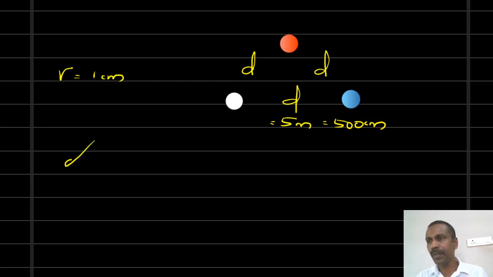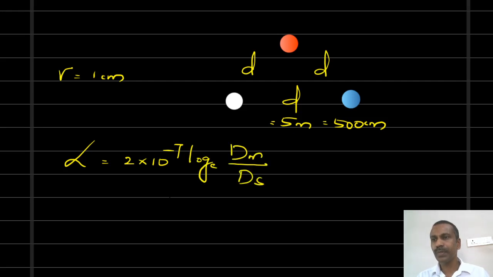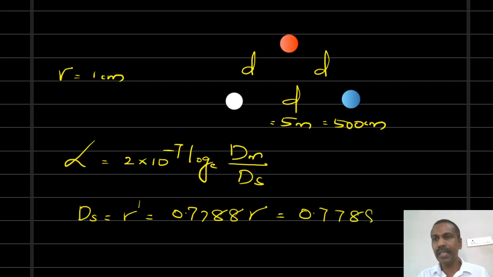Again the formula is same. Inductance is equal to 2 into 10 raised to minus 7 log with the base e, Dm by Ds. We have one conductor per phase, so the Ds is equal to r dash. If we have more conductors, just like Dm, Ds will also be calculated. And this is a very simple calculation: 0.7788 into r. Here r is equal to 1 centimeter, so it is 0.7788 centimeter.